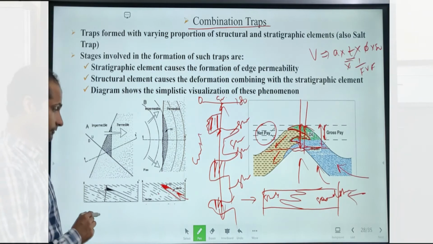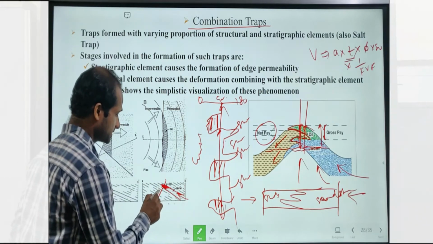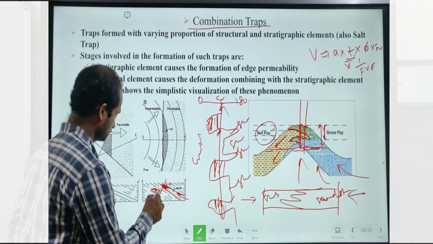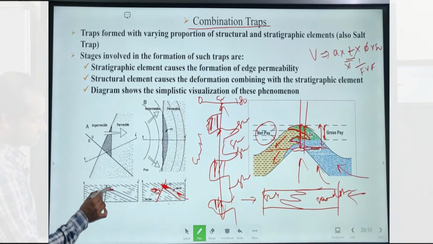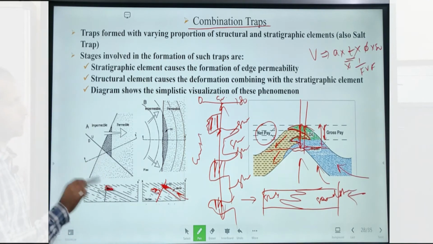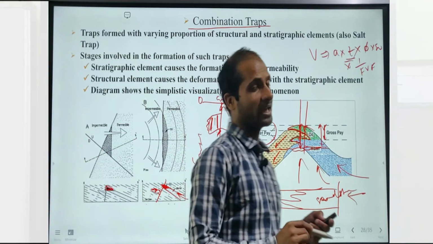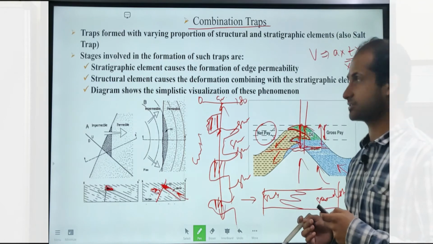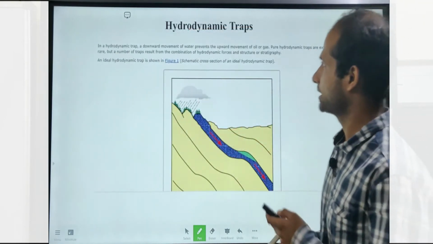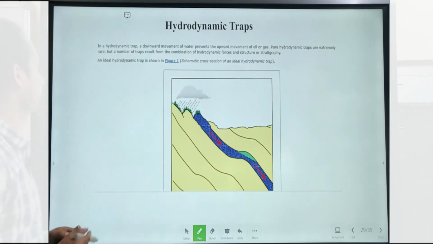And if there is a fault, what will happen? This will seep down, and accumulation again will take place something like this. This is how our combined trap looks like, where we have both the structural component as well as the stratigraphic component. Next, the last one is the hydrodynamic trap.